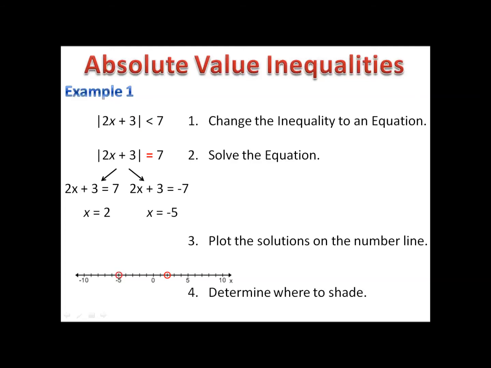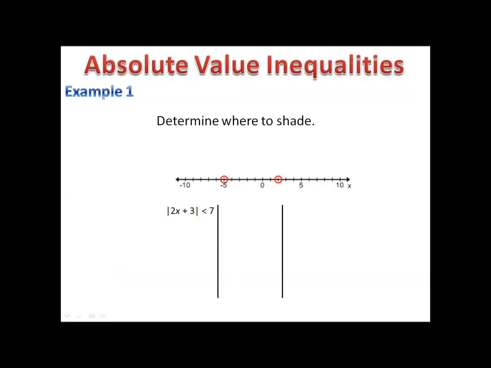Finally, we have to determine where to shade. We have 3 spots on the number line where we could shade. To the left of negative 5, between negative 5 and 2, and then to the right of 2. So we have to figure out where we want to shade. This is how we do it. We pick a spot in each of the sections. So in the first section, we're going to pick a spot. Let's say, I don't know, how about negative 10?